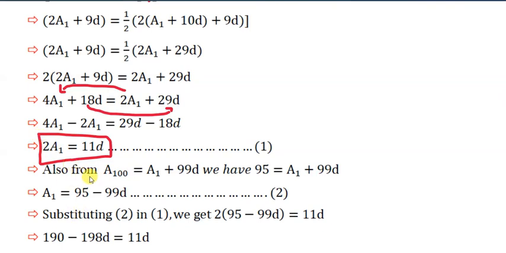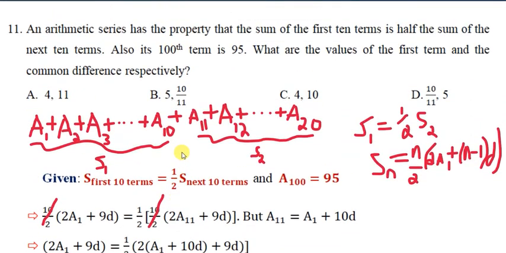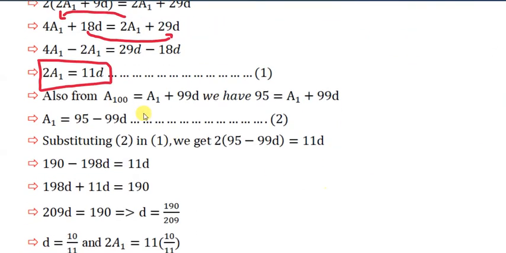And also, here is another statement: the 100th term is equal to 95, and therefore a100 is equal to 95. We have a100 equal to a1 plus 99d, because we use the nth term formula, which is used to find the nth term. An is equal to a1 plus n minus 1 times d.